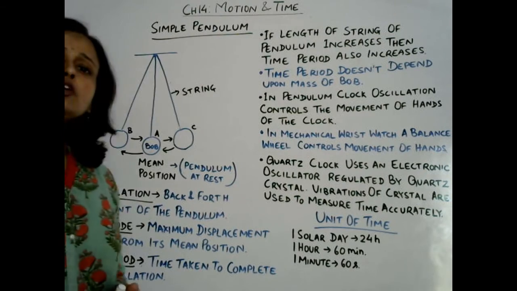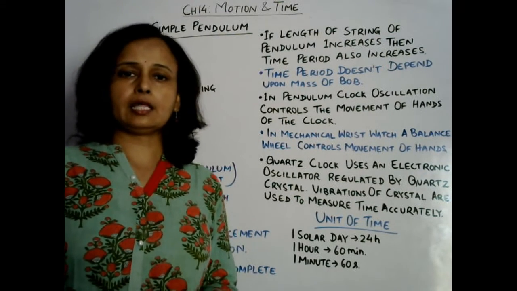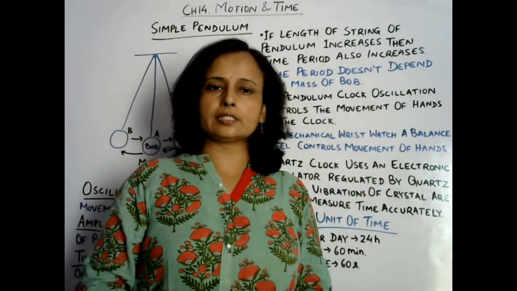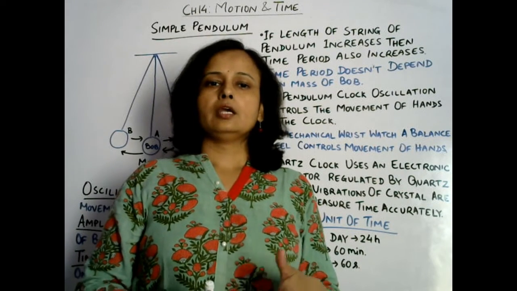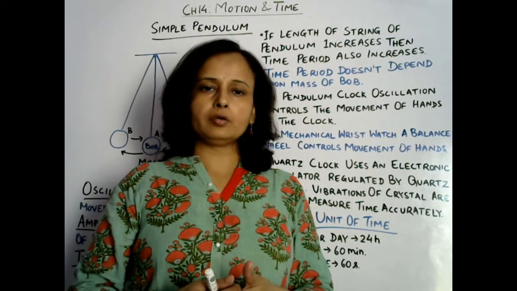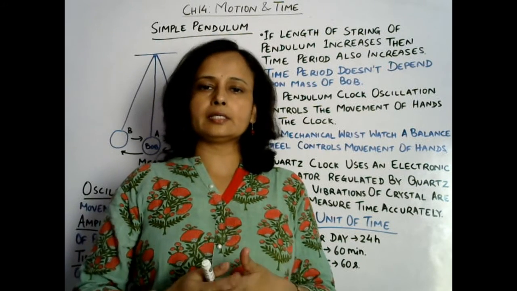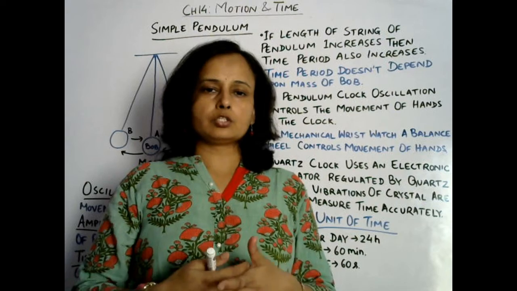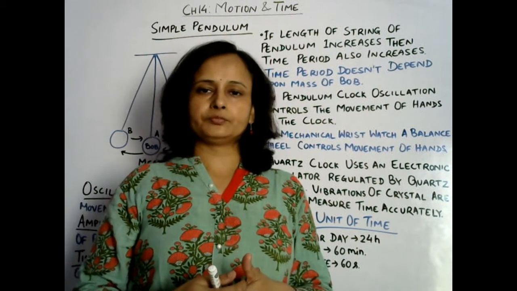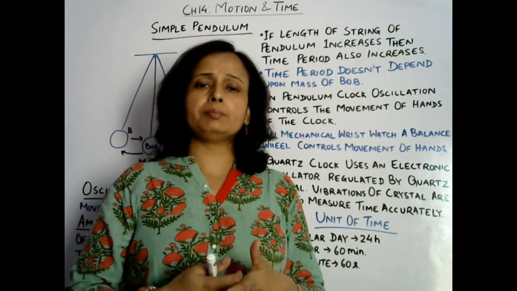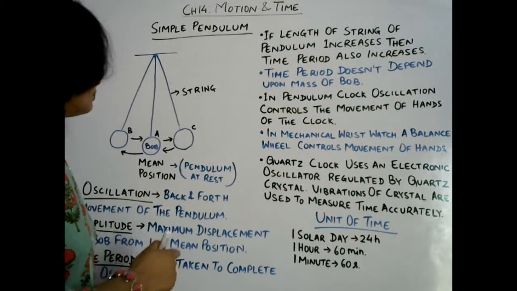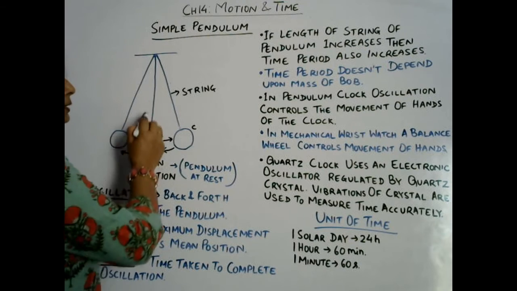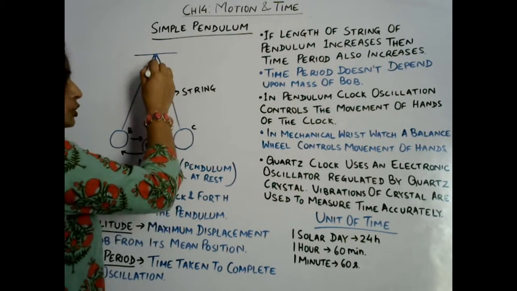If the length of the string of a pendulum increases, then the time period also increases. If its length increases, then the time taken in one oscillation also increases. So if the length decreases, then the time period also decreases. But the time period doesn't depend upon the mass of the bob. It depends upon the length of the string only.